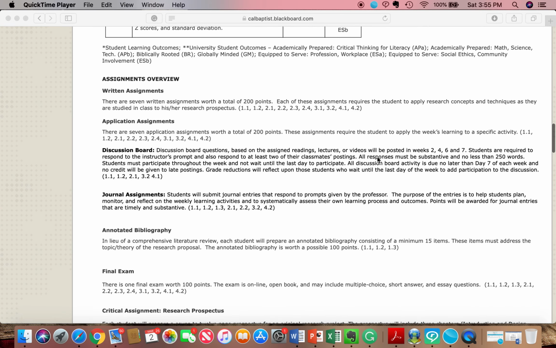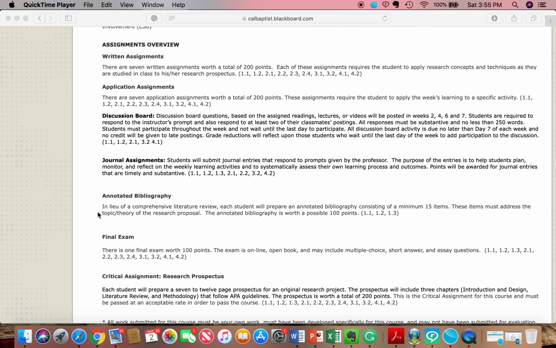Then we have our assignment overview. For this course, I am going to start with our critical assignment and explain it, because I believe that the design for this course is somewhat unique compared to your other courses. For this course, we are going to have a critical assignment which is called a research prospectus. A research prospectus is typically a 5-chapter paper that talks about the research project that you have studied. For this course, we are going to do the first 3 chapters: the introduction and design, the literature review, and the methodologies, chapters 1, 2, and 3.